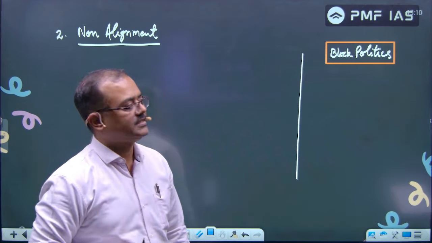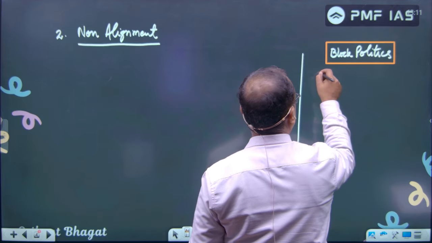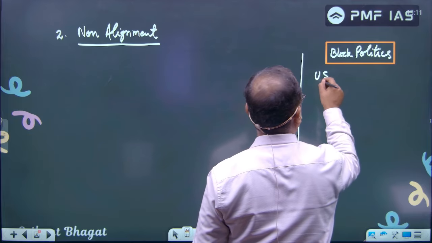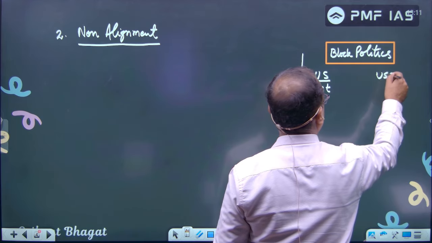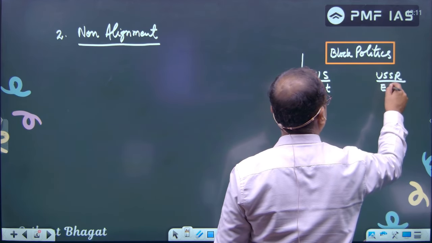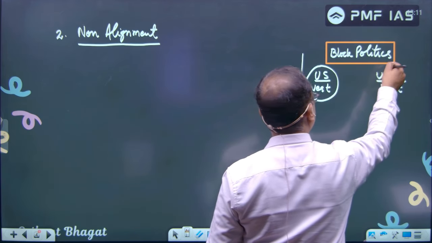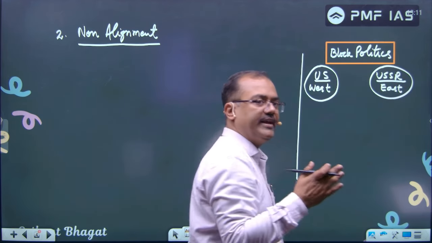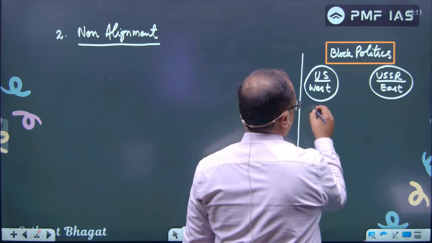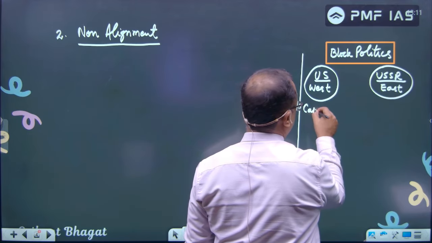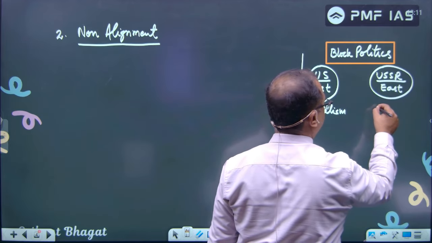In block politics there are two blocks: the US-led block, the West, and the USSR-led bloc, the East. These two blocks wanted to expand their hegemony. They were created because of ideas: this block followed the idea of capitalism, and this block followed the idea of communism.